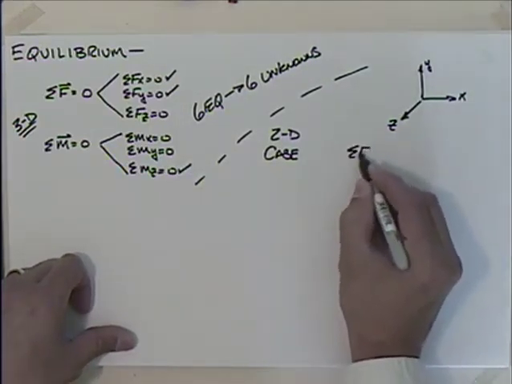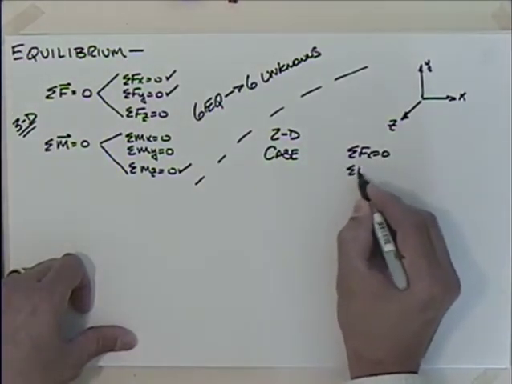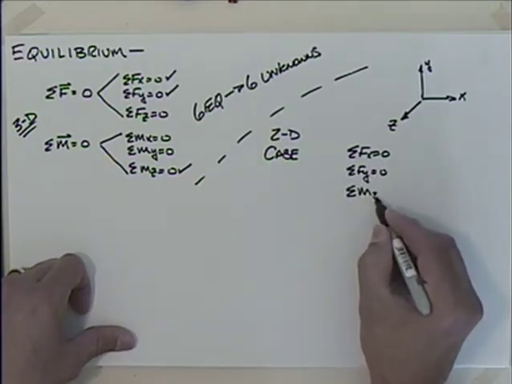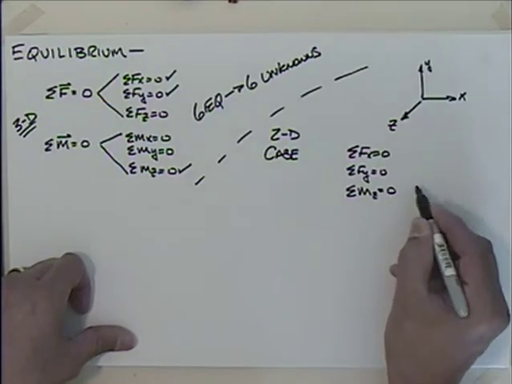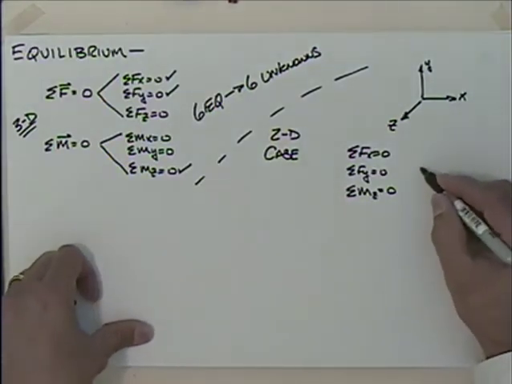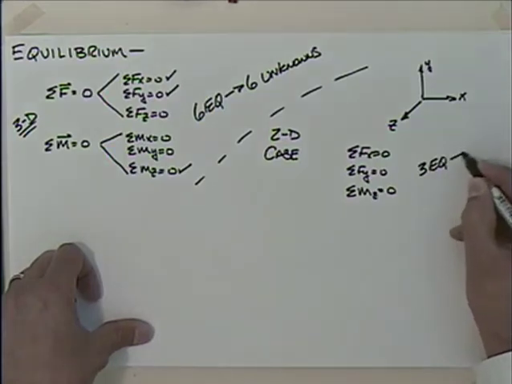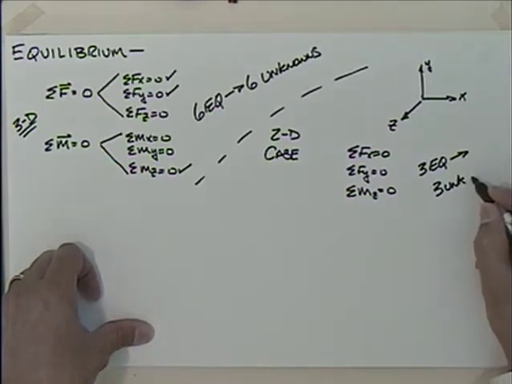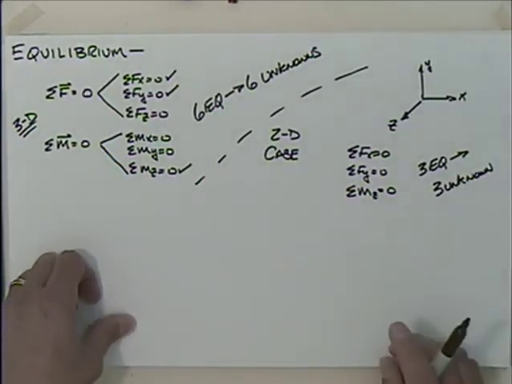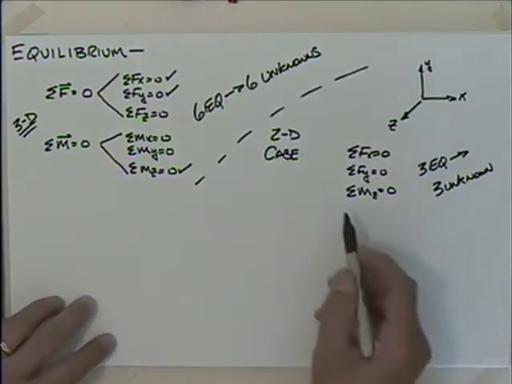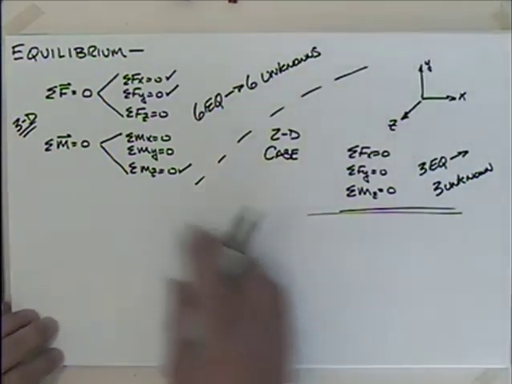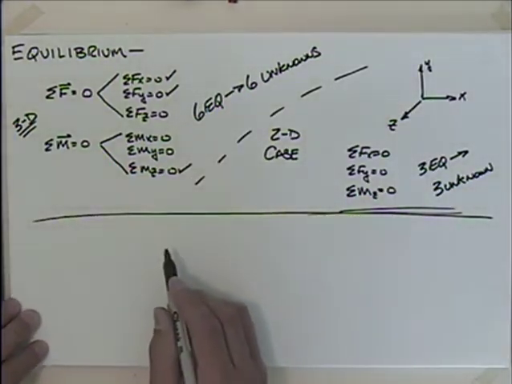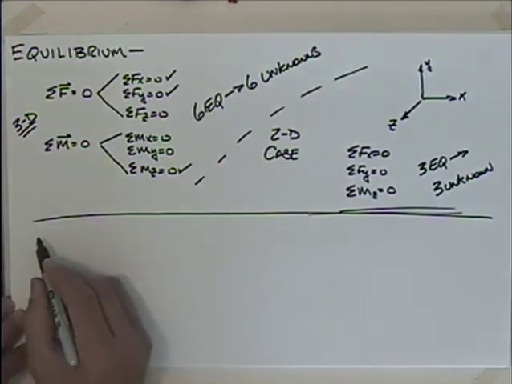So I would have the sum of the forces in the x is equal to 0, the sum of the forces in the y is equal to 0, and the sum of the moments, we'll normally just say sum of the moments, but if we were to be very specific, we could say the sum of the moments about the z is equal to 0. So this then gives 3 equations, and we could solve for 3 unknowns. Okay, 3 equations and 3 unknowns. And we'll be doing quite a bit of work with this before we move into the full 3D case.